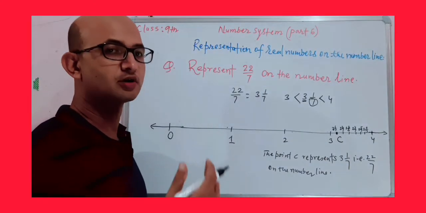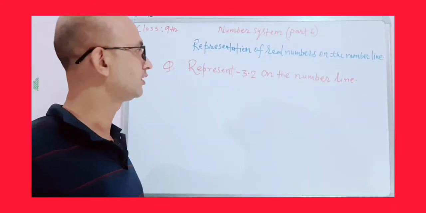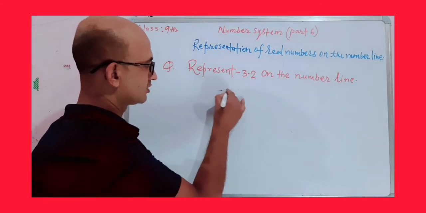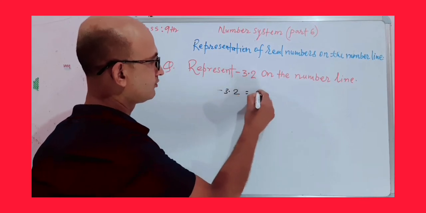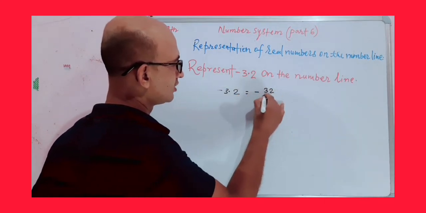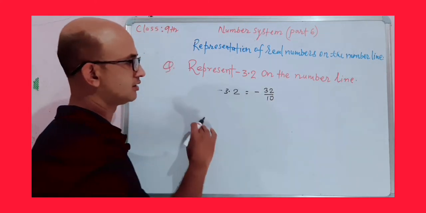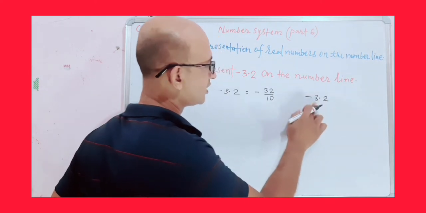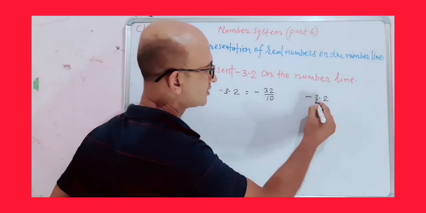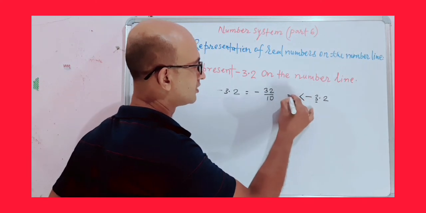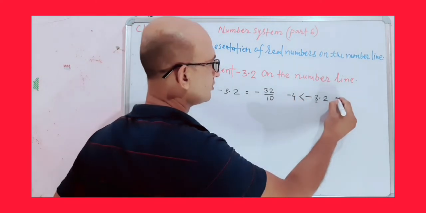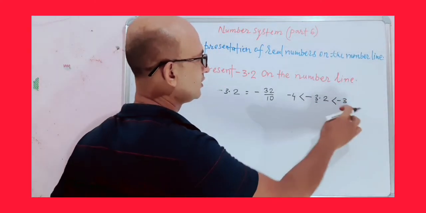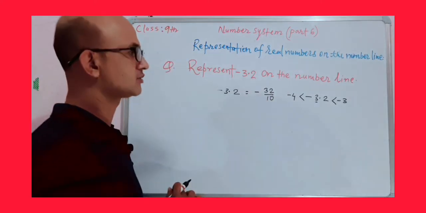Now we will take one more example. Now we learn to represent minus 3.2 on the number line. Minus 3.2 in the form of P by Q can be written as minus 32 by 10. Since minus 3.2, its integral part is minus 3. Therefore, it is greater than minus 4 but smaller than minus 3. That is, it lies between minus 3 and minus 4.